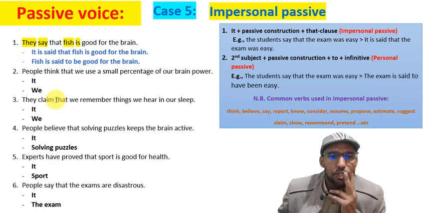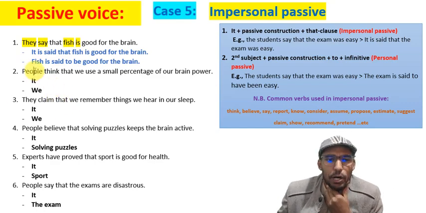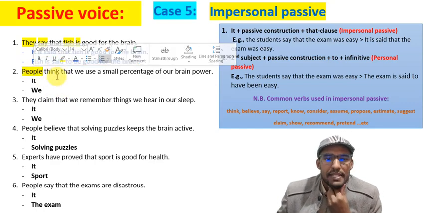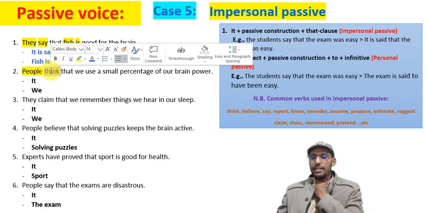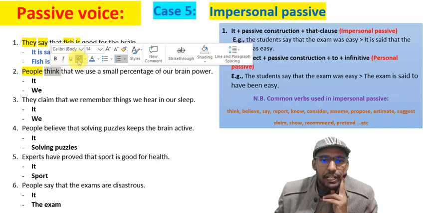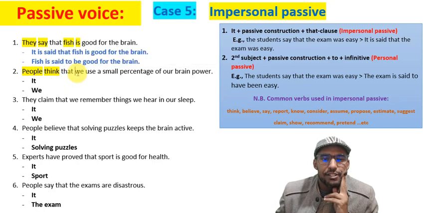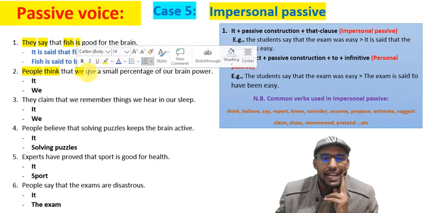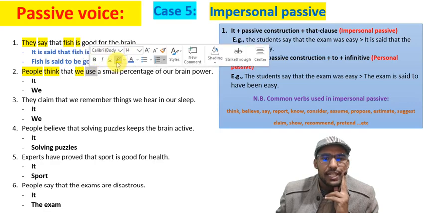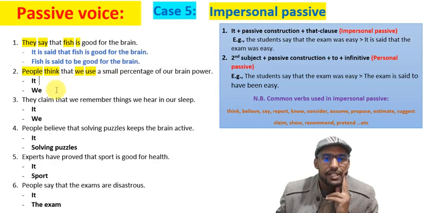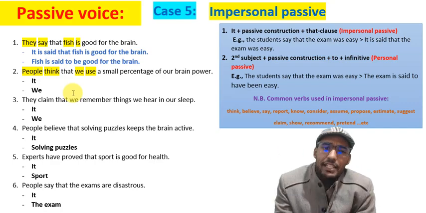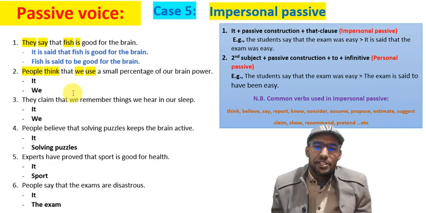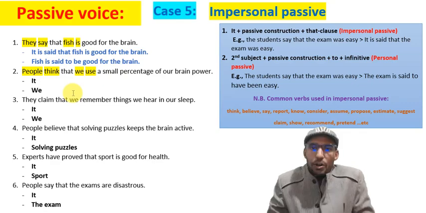Let's move to number 2, guys. Again, we have people. Let's determine some basic parts of speech: the first subject, the first verb, the second subject, and the second verb. We have here think as the first verb, then the second subject we, and the second verb use. People think that we use a small percentage of our brain power.